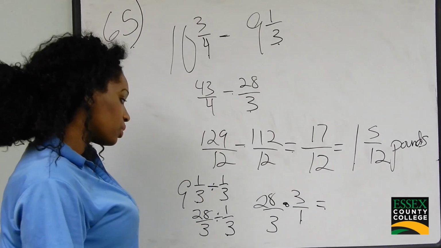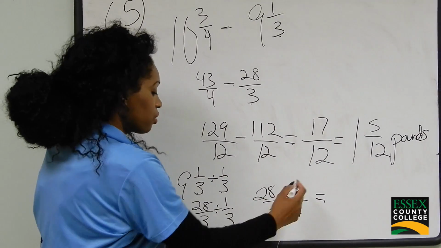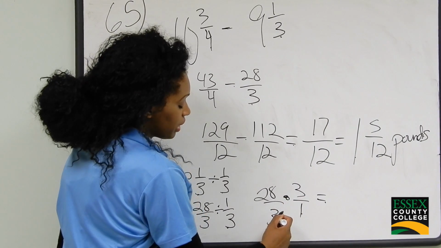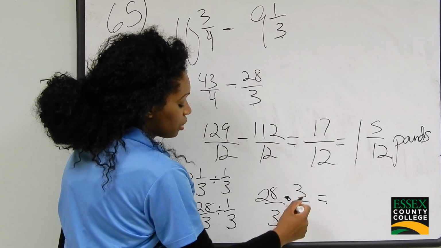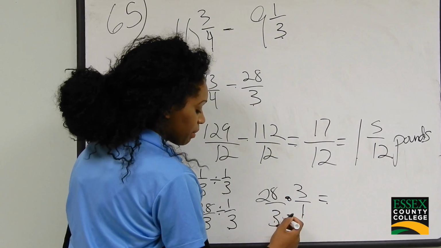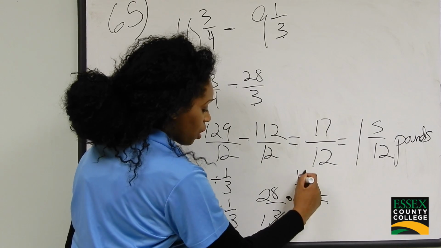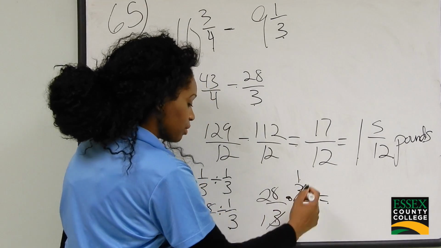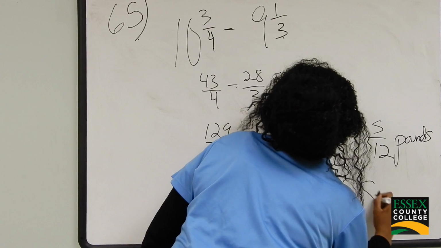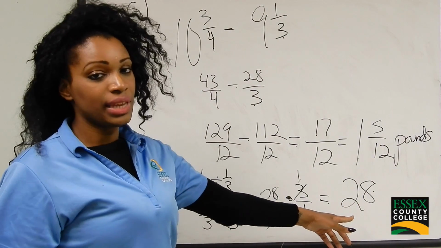And what we can do is reduce before we even multiply. The 3 in the numerator and the 3 in the denominator have 3 in common. They're both divisible by 3. 3 divided by 3 is 1, and 3 divided by 3 is also 1. 28 times 1 is 28 over 1, which is simply just 28.